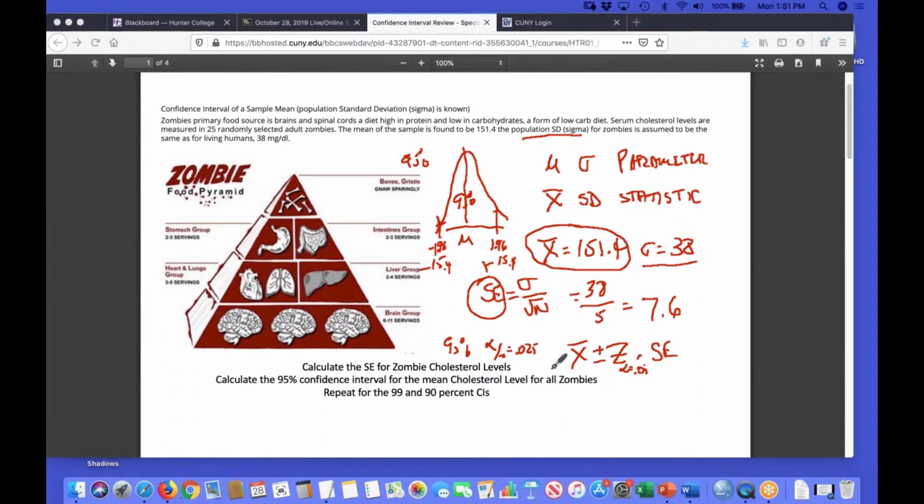So in this case, what do we have here? We have 151.4 plus or minus z, and for when we know the standard deviation in the population and a 95% confidence interval, we know it is roughly 2 standard deviations below and above, or more precisely 1.96 standard deviations above and below the mean that we got, times our standard error, which is 7.6. Okay, so let's do this calculation using our calculator.